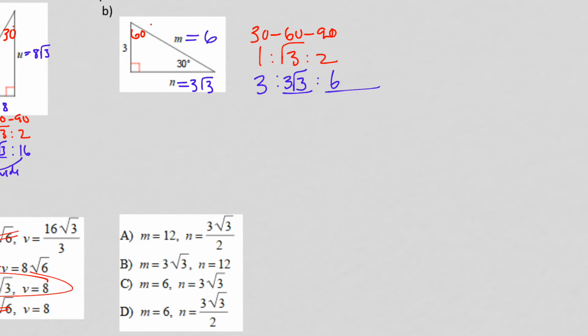So again, with those answers, I now have to scan my choices. Here, I'm given M first, so M is 6. Notice how A and B already fail, so it's not A or B. But in this case, C and D both have M equal to 6. But we found that N is 3 radical 3. So in this case, C again happens to have the right choice for us. So in this case, 9B also equals C.